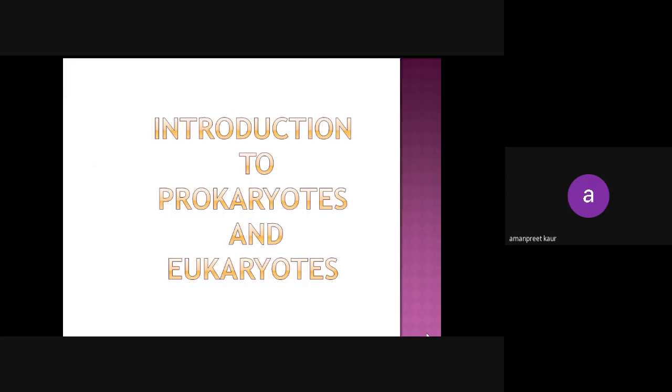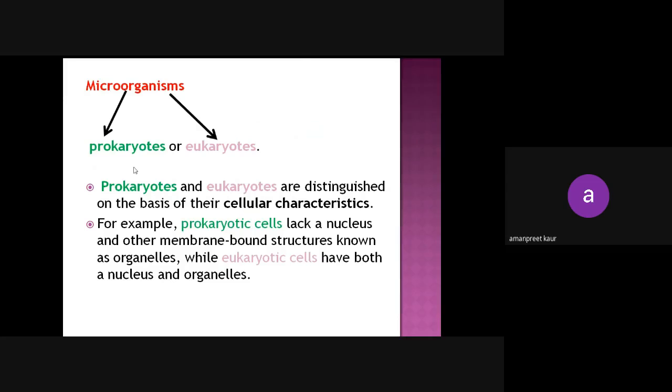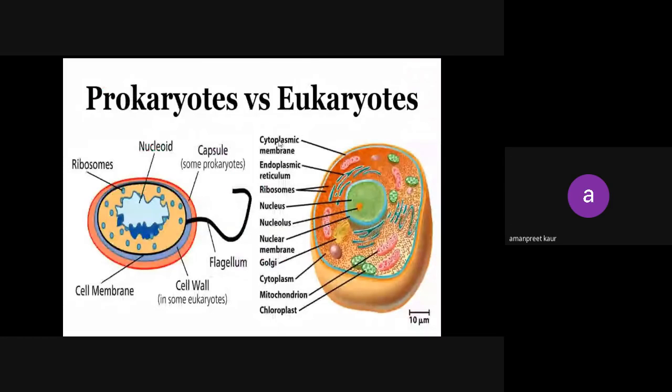Microorganisms are basically of two types, prokaryotes and eukaryotes, depending upon the structure of cells. Prokaryotes and eukaryotes are distinguished on the basis of their cellular characteristics. For example, prokaryote cells lack a nucleus and other membrane-bound structures known as organelles, while eukaryotic cells have both a nucleus and organelles. So here is a diagram of eukaryotes and prokaryotes.